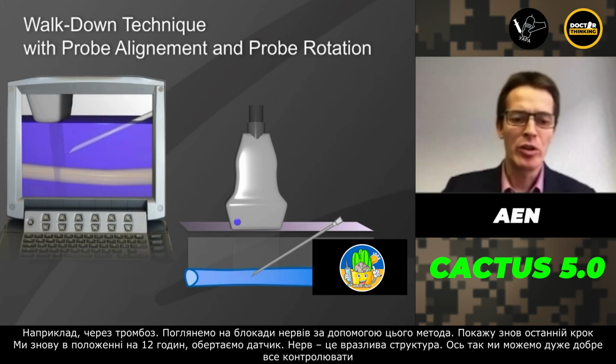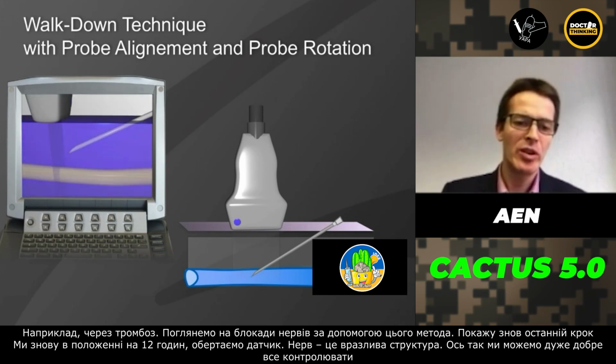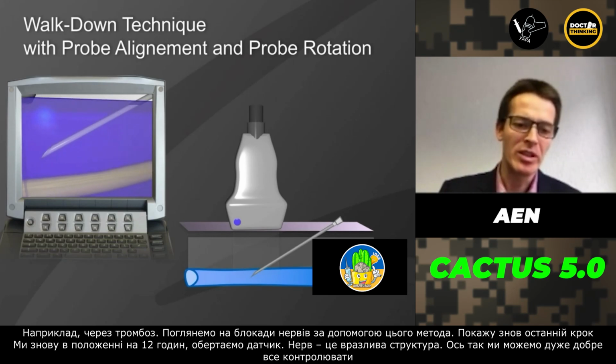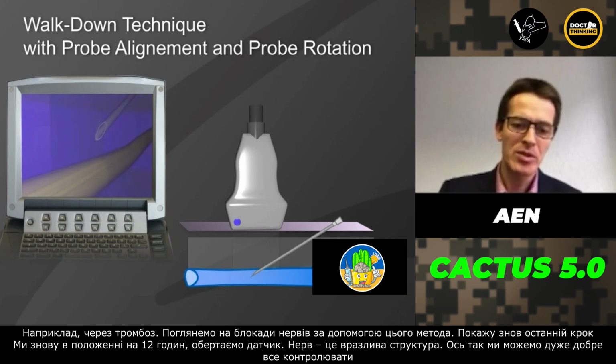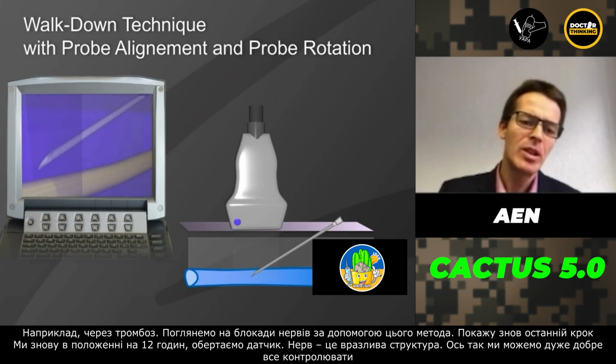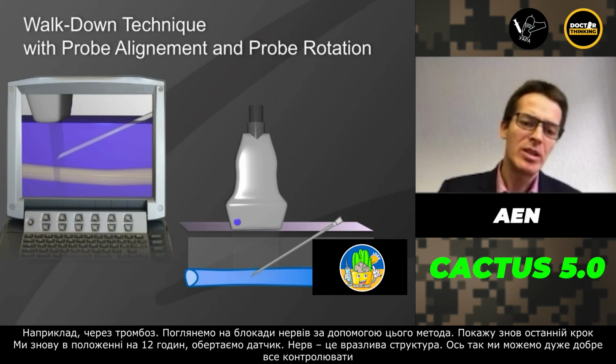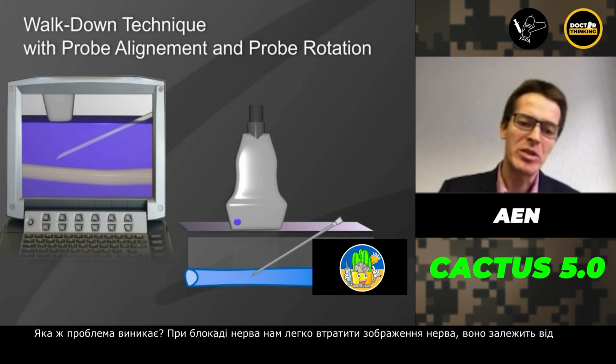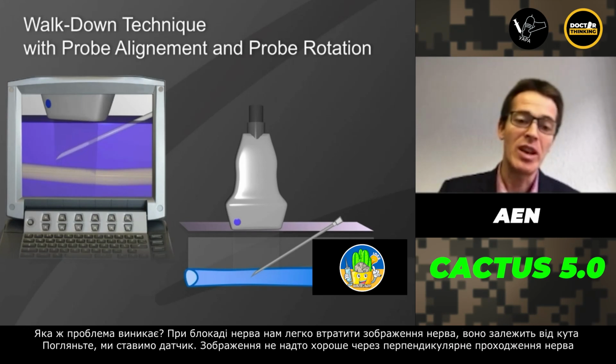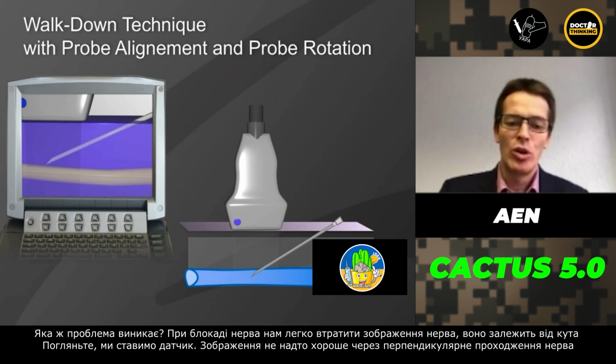Okay, let's have a look at nerve blocks with the same method. So we show again the last walk down steps, in this case again to the 12 o'clock position, and then at a little distance we rotate the probe so that the last step towards the vulnerable nerve structure is very well controlled. Okay, so what else is an issue?